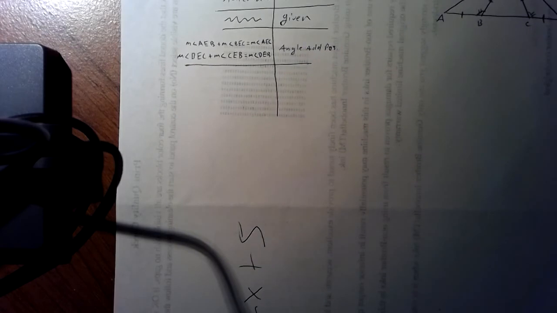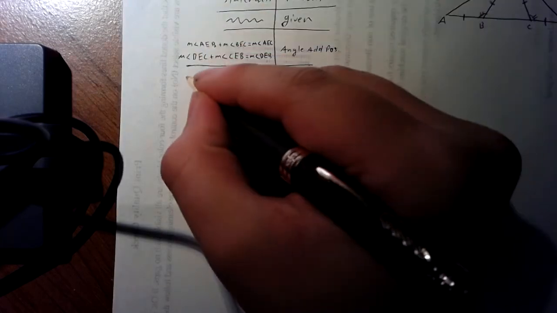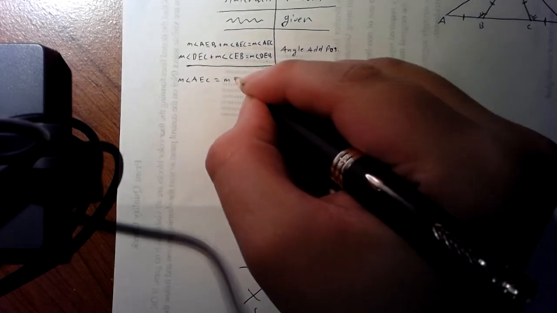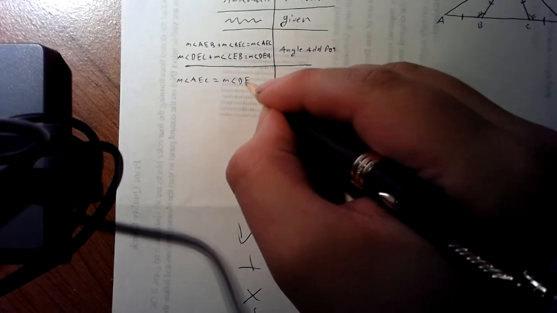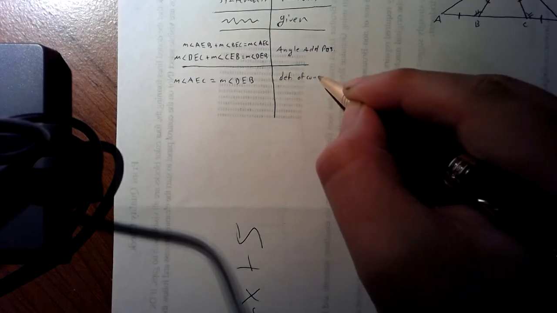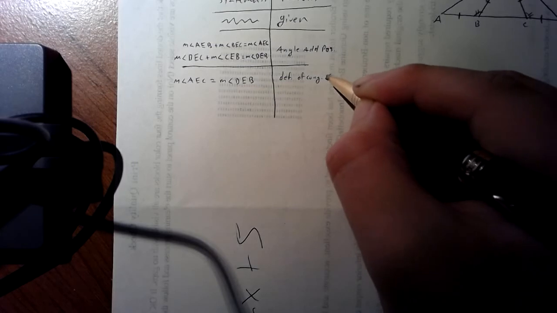All right, so what's next? Now, we can use the substitution property. But first, we need to show that the two angles are equal to each other. So let's do that. We're going to say measure of angle AEC is equal to measure of angle DEB. And we know that by the definition of congruent angles. Okay, so we've got that. Now we can go ahead and use the substitution property.